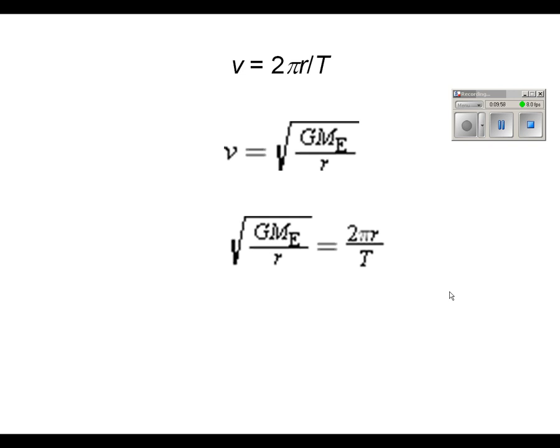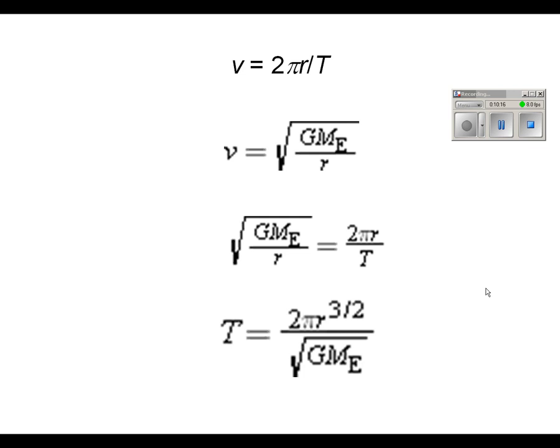And then what we're going to want to do is square both sides and solve for t. If you square both sides and then solve for t, you end up with this formula here. And this is actually called Kepler's third law.